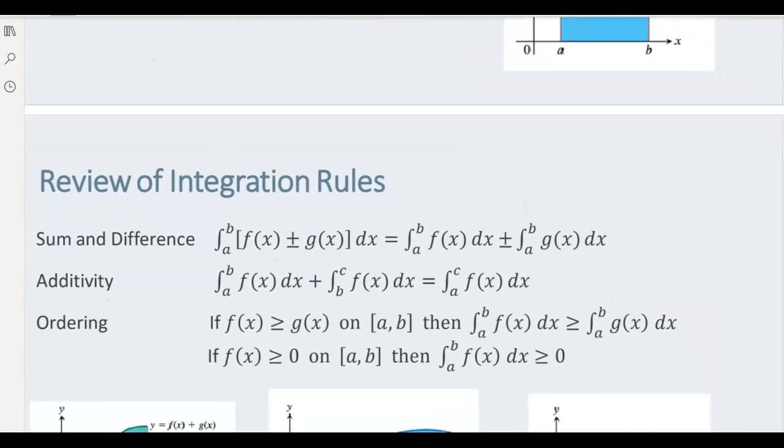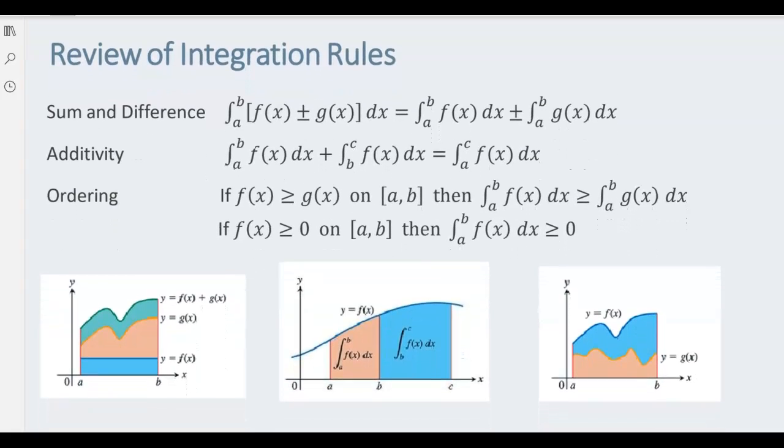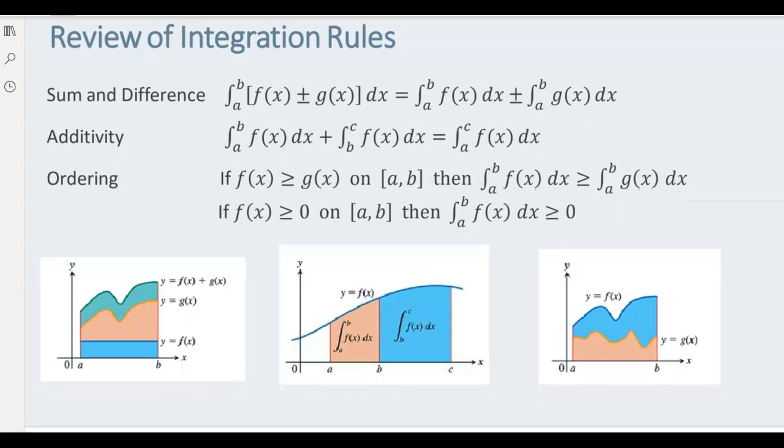Looking at the next slide, we have a couple other ideas that might seem maybe sort of obvious. The first is a sum and difference. The first picture shows the idea of a sum. If I had a function f, it's represented by the blue area there, and I added it to a function g, which is that orange area, taking the area of those two combined is going to be that larger green area down below. So it's saying that we can take the integral of each individual function, and that'll be the same as taking the integral of those two functions added together.